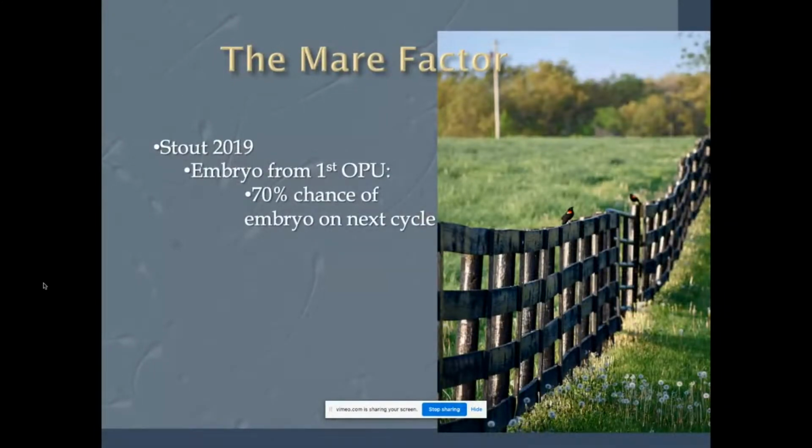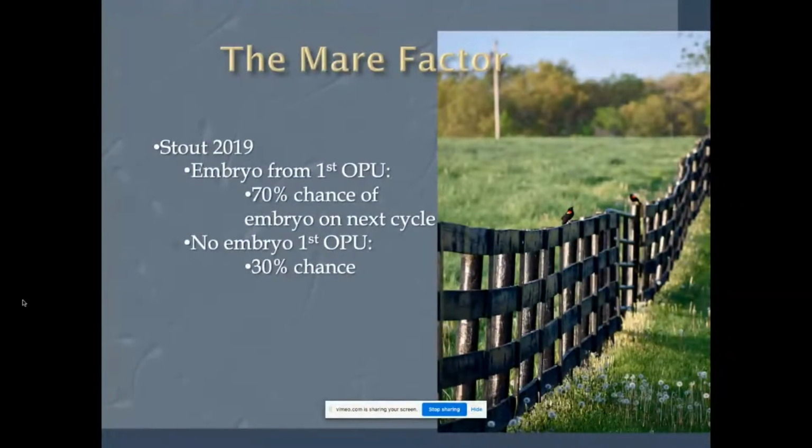Also from that same study, they found that the mares that they called reliable producers, I call them golden, but reliable producers, if they got an embryo from the first OPU, had a 70% chance of producing an embryo in the next cycle. On the other hand, if there was no embryo on the first OPU, there was a 30% chance. So these were your less reliable mares just from that first instance.